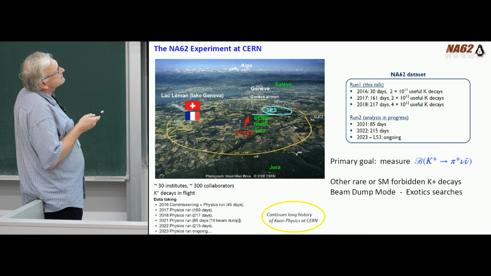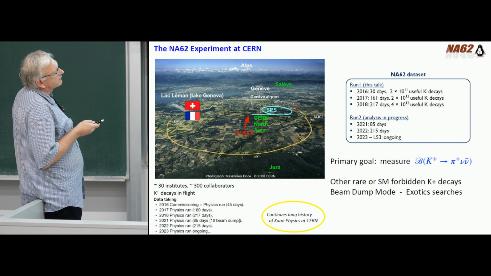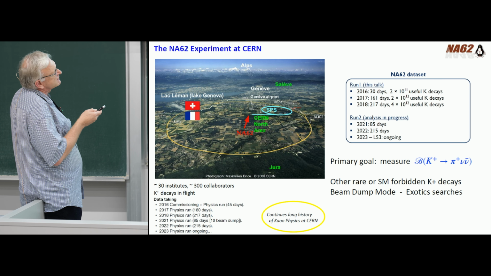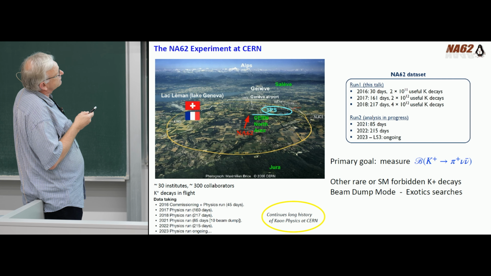The reason is that the primary goal is to measure this branching ratio, which at the level of the Standard Model is below 10 to the minus 10. So this is an extremely rare decay, and it requires getting really such huge quantities of kaons, and that's only possible because we have such a big luminosity designed for the LHC.